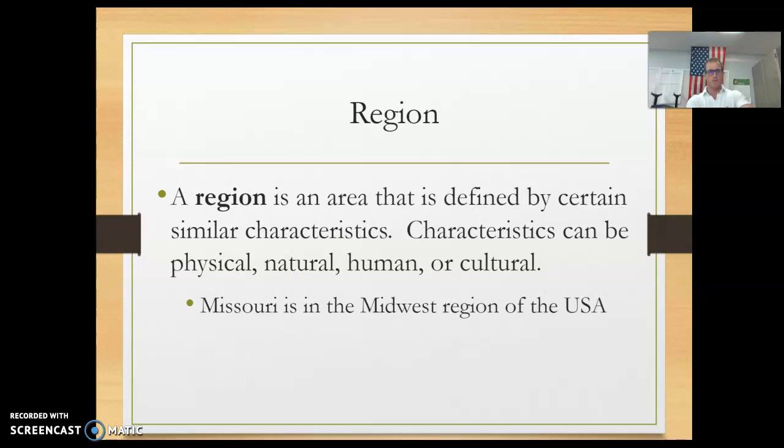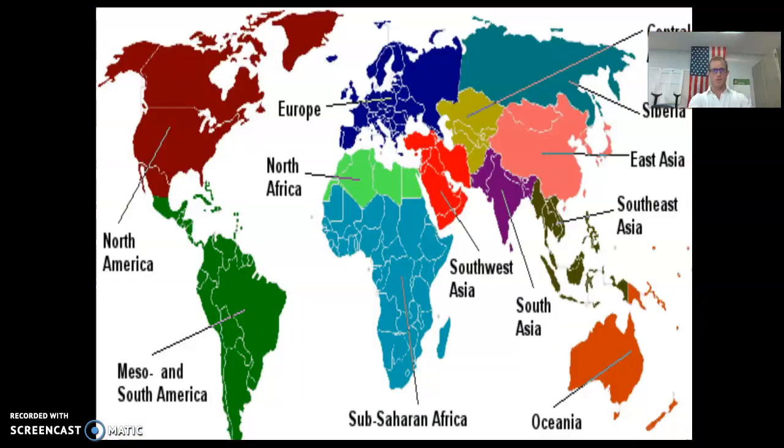And then you have region. Region is an area that is defined by certain similar characteristics. The characteristics could be physical, like mountainous, desert. It could be natural. It could be human, so anthropological differences or cultural differences. Missouri is considered to be in the Midwest region of the U.S.